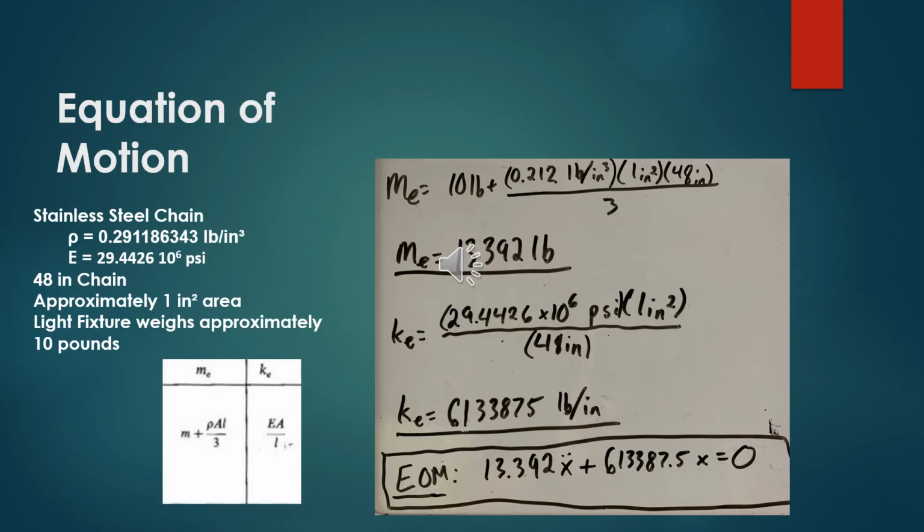Finally, we have solved for our equation of motion. I brought the variables over from the last slide, and on the bottom left I have the formulas that we'll be using, which are the formulas for the elastic mass of the system and the elastic spring constant of the system. On the right I solved them on my whiteboard, and on the bottom the equation of motion comes out to be 13.392 x double dot plus 613,387.5 x equals 0.